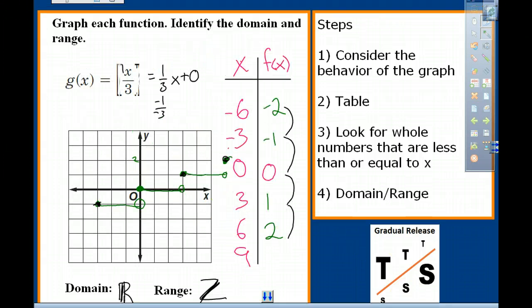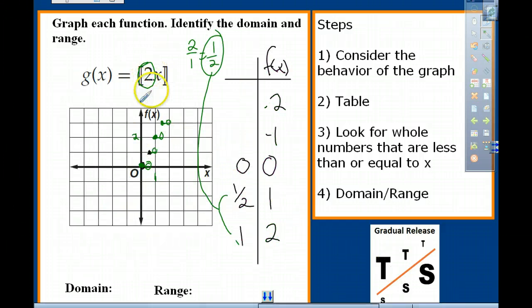Go back here. What's the reciprocal of 1/3? 3 over 1 or just 3? What do we count by? We count by 3s. So that's how you figure it out when there's a number attached to the x. That's how you want to count when you're doing this. That way you won't skip over anything.